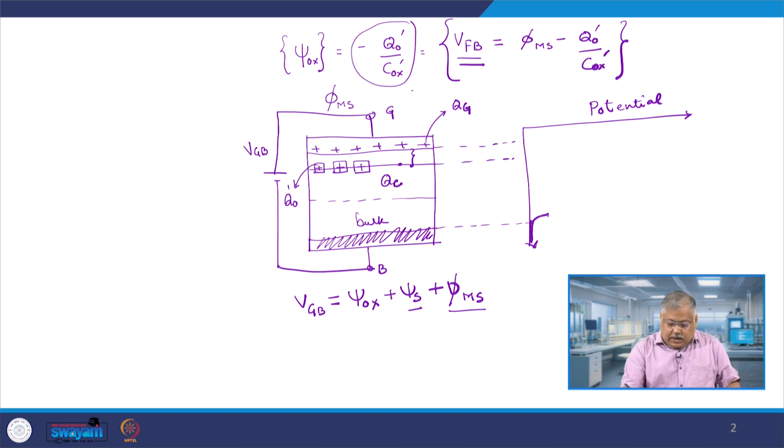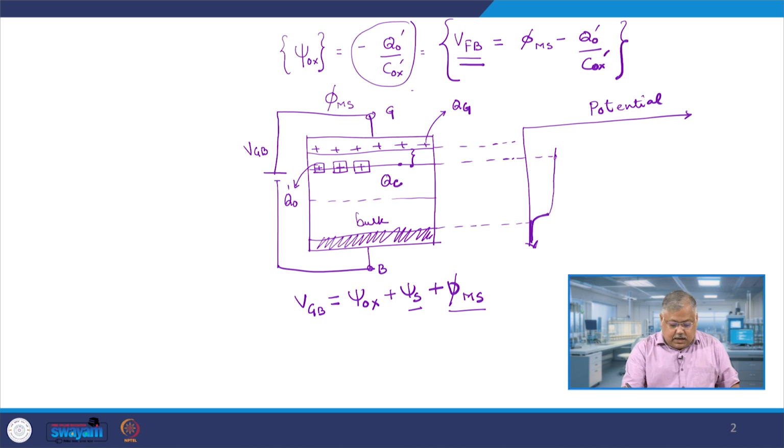And then suddenly there will be a sudden increase in the voltage here, almost a big drop. So till this much point you will see an extension till the interface, the oxide semiconductor interface.